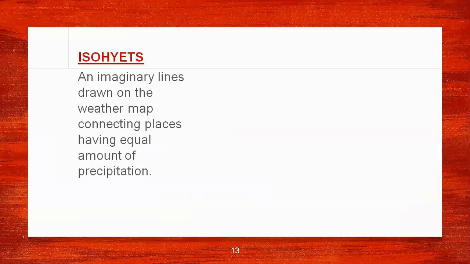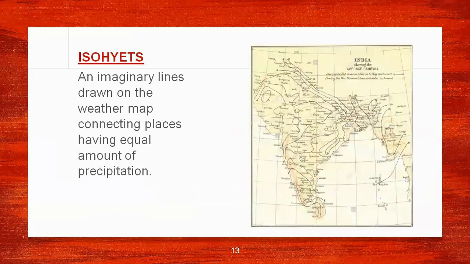Isohyets. Just like isotherms, these are also lines, but instead of showing temperature, they show the amount of precipitation. They connect the places having the same amount of precipitation with the help of a line on a map. Here again, 10 and 10, shown with the help of the line, this region has an average rainfall of 10 millimeters. Likewise, here 20 and 20, this line connects those areas which receive 20 centimeters of rainfall.